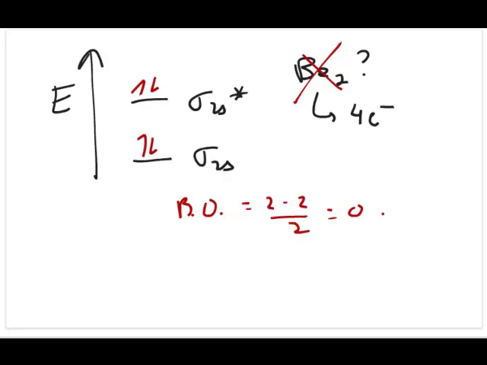Now we're going to move on to the rest of the second period. There's a little bit of complication with the rest of the second period. If you start to go to the rest of the second period, which starts with boron and then carbon, nitrogen, oxygen, and fluorine, and we're going to skip neon because neon doesn't form any compounds.